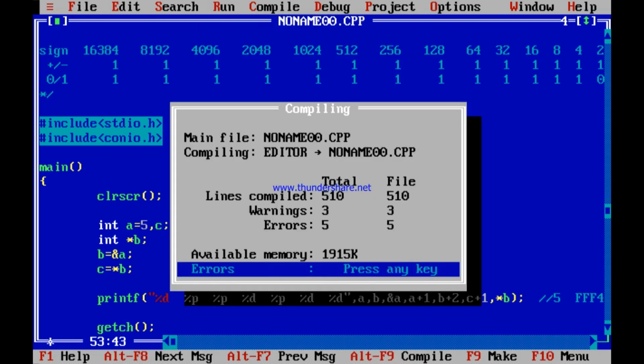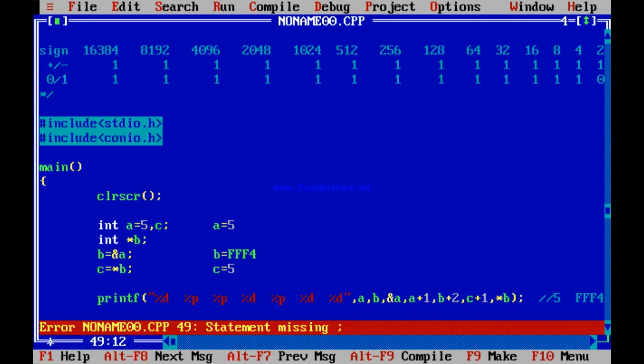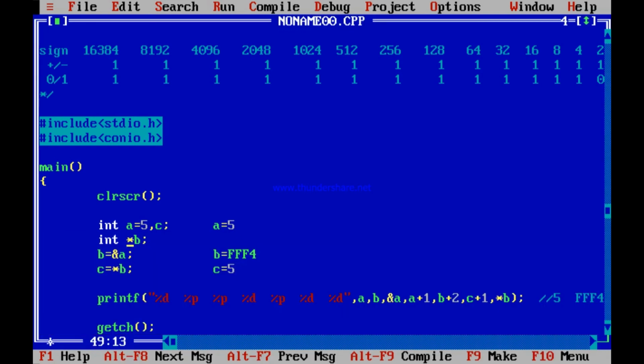Alt R enter. Sorry, some error statement missing. Oh, okay. Here I did not comment out this portion. Let me comment this, let me get rid of this. This I had written to explain to you. So if I run this program again, see, 5 is printed.